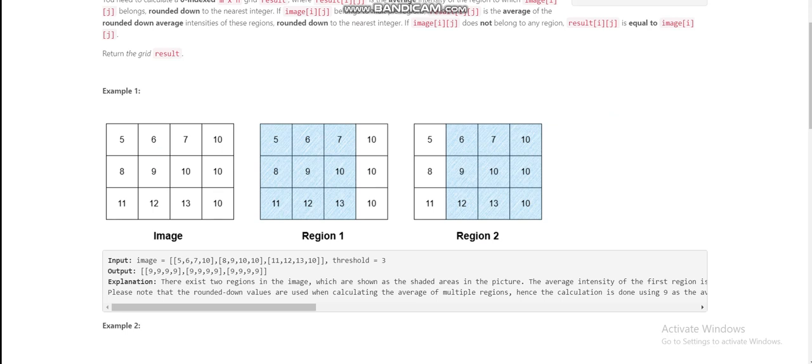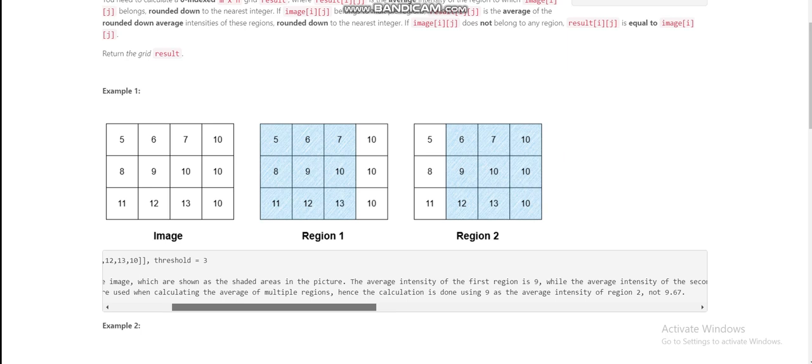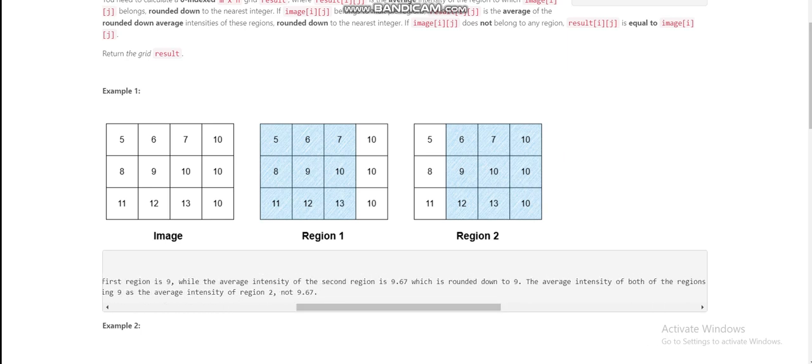Now let's say we will take the average of some region. The average of the first region, if we calculate, will be around 9. And the average of the second region, if we round it down, will also be 9. Now we will check what the first pixel belongs to. The first pixel belongs to only the first region.